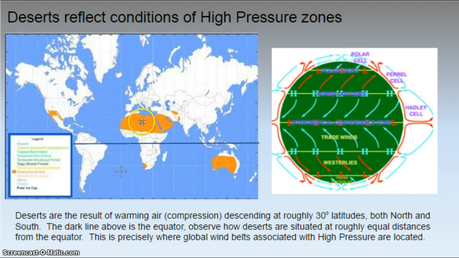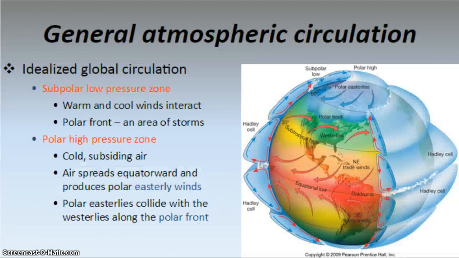Here we're looking at roughly 30 degrees north and 30 degrees south. We can find that deserts are the result of the warm air, warming air that's compressing. It's descending at roughly 30 degree latitudes, 30 degrees north, 30 degrees south, both north and south of the equator. The dark line above is my equator, just to give you a little reference here. It shows that deserts are situated at roughly equal distances from the equator. And this is precisely where global wind belts associated with high pressure are located. So the planet, on a large scale, reflects the conditions of these global wind belts.